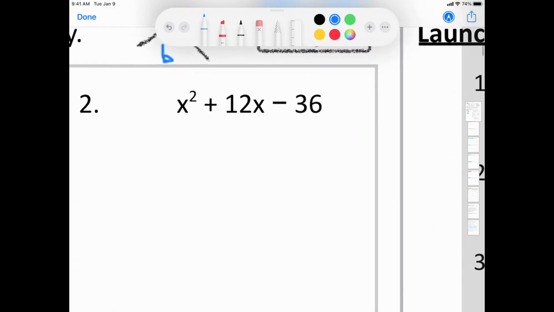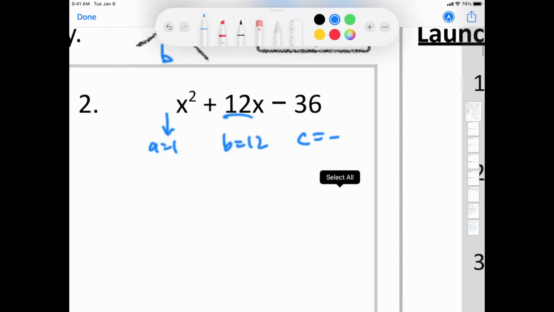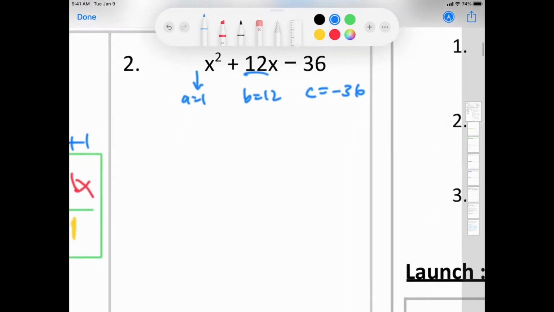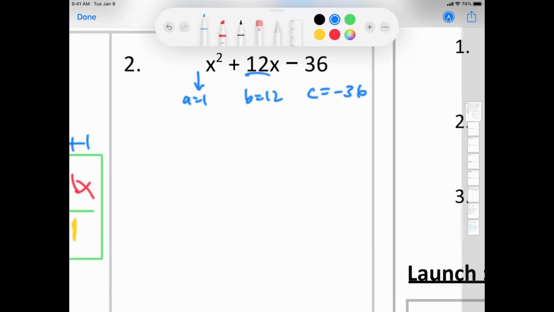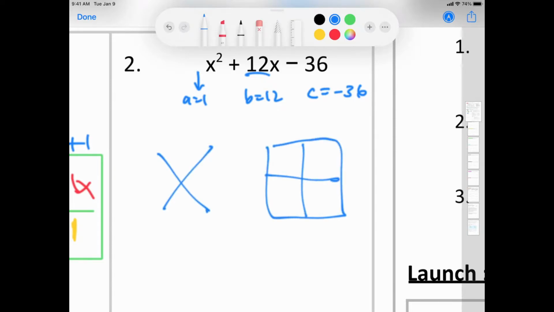So the same thing for number 2. A is 1, B is 12, and C is negative 36. Remember, the A's, B's, and C's will never have an x in them. Never. Okay, so now let's go ahead and put it into our X box. A times C would be negative 36, and my B value down here is going to be 12.